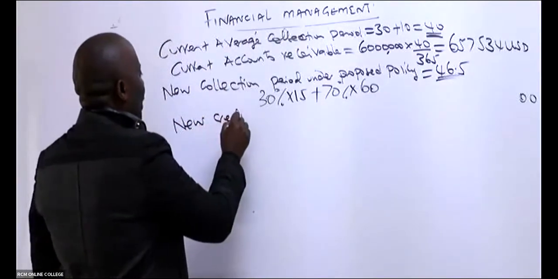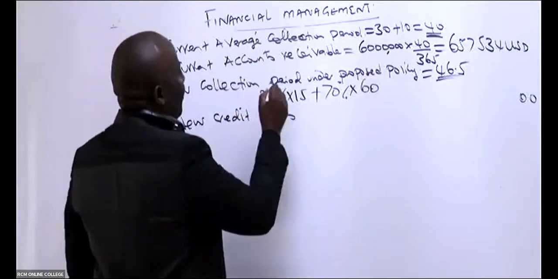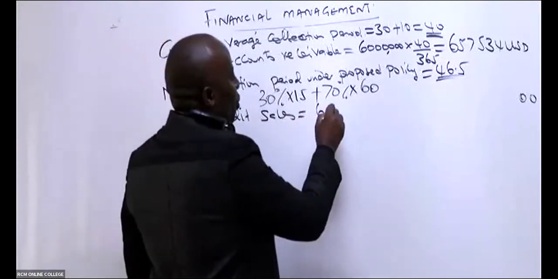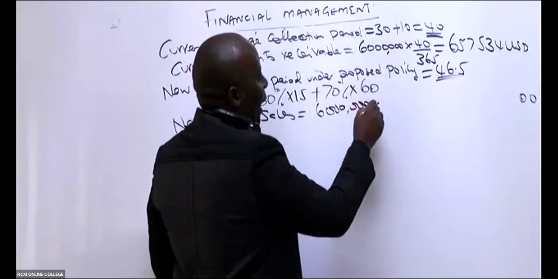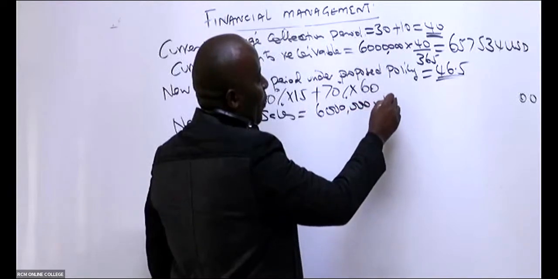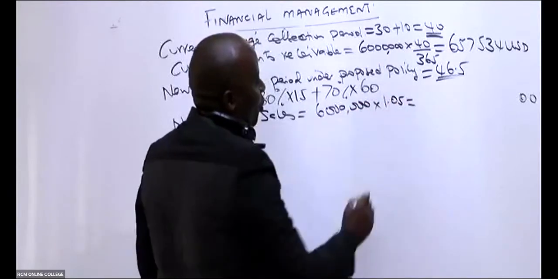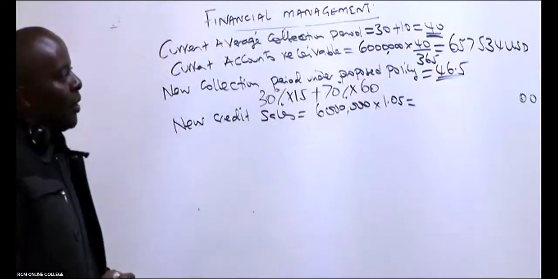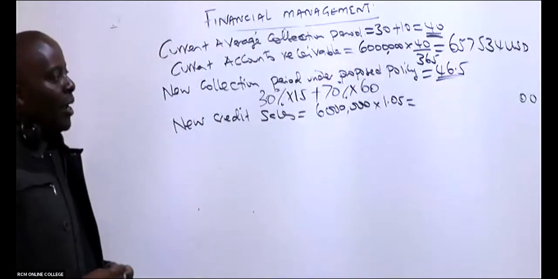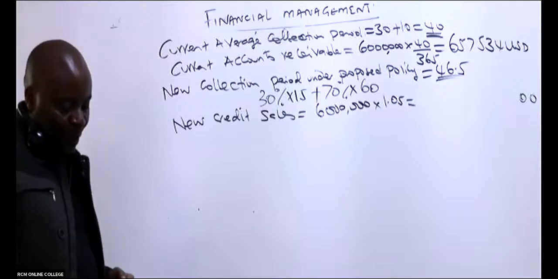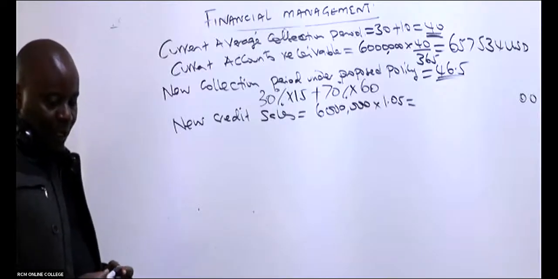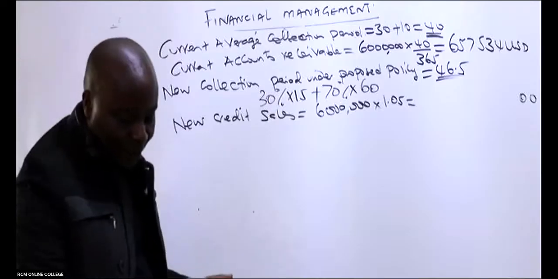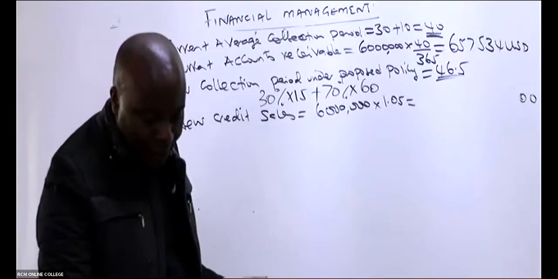New credit sales. So remember, the old was 6 million. And we expect this to increase by 5%. That is what they have told us. Yeah, I'm not dreaming. I'm stating what is here.